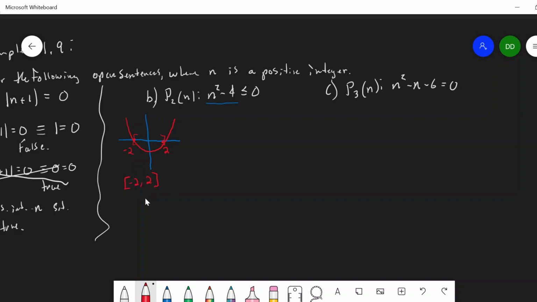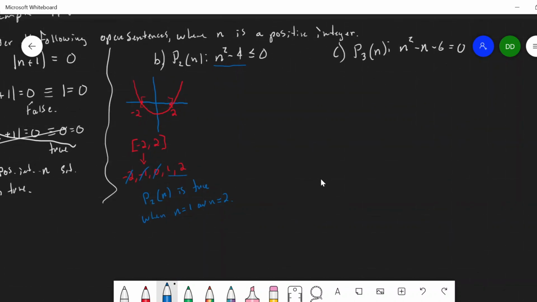So all the integers in here, right, we would have -2, -1, 0, 1, 2. But we just want the positive integers. So -2, no, -1, no, 0, no. 1 and 2 would be our only options. So we can say P2 of n is true when n equals 1 and n equals 2, and those are the only two. So I could add something and say, and false otherwise.